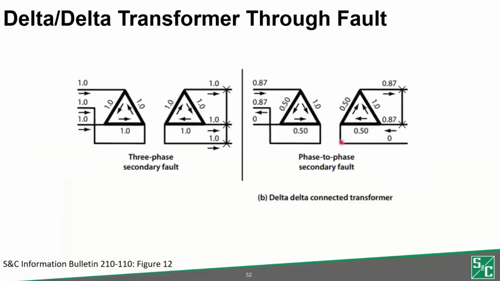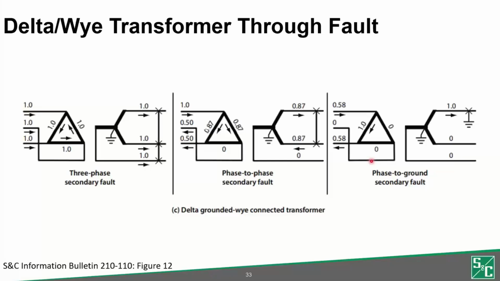Next, we have delta-delta transformers, which are pretty similar to the YY in terms of this fault current. If you get a three-phase, it'll still have the same magnitude on the primary and secondary. If you get a phase-to-phase, it'll be the same 0.87 and then 0.87 on the primary. Just there's no single line to ground because this is assuming it's an ungrounded system. So if you get a single line to ground, it just looks like you've got a quarter grounded delta. So there's no short circuit current there.